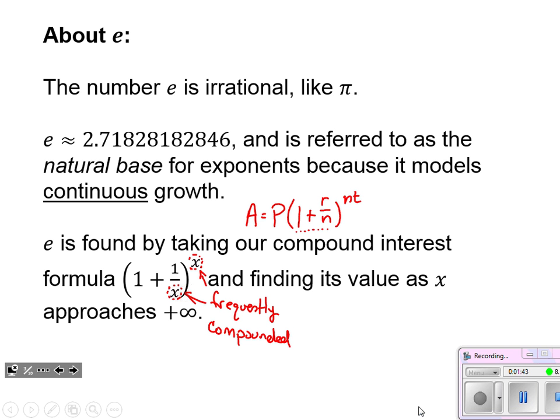So it shows up all the time in science classes when you talk about elements that decay over time, or bacteria growth, where the population of bacteria is growing exponentially. It models this growth because it's continuously changing.